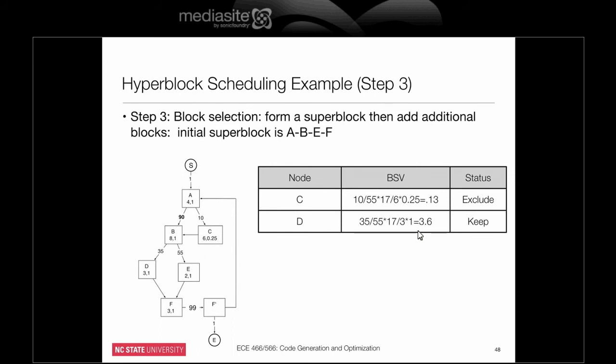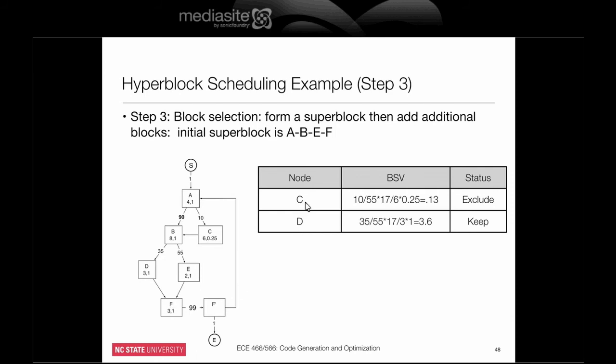Okay, we do block selection. We form a superblock, then add additional blocks. So the initial superblock here would be A, B, E, and F possibly, because that would be the high probability path, right? We have a 90% edge here and a 55% edge here. And you may or may not want to just automatically assume F is involved, but A, B, E, and F is a reasonable place to start.